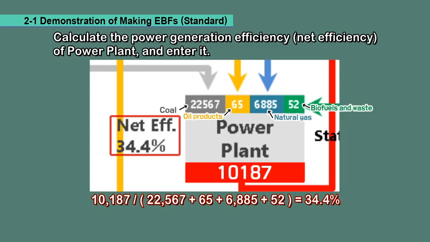Lastly, divide the output of power plant by the total of input, such as coal, oil products, natural gas, and biofuels and waste. This rate is called net efficiency. Calculation shows that the net efficiency here is 34.4%.